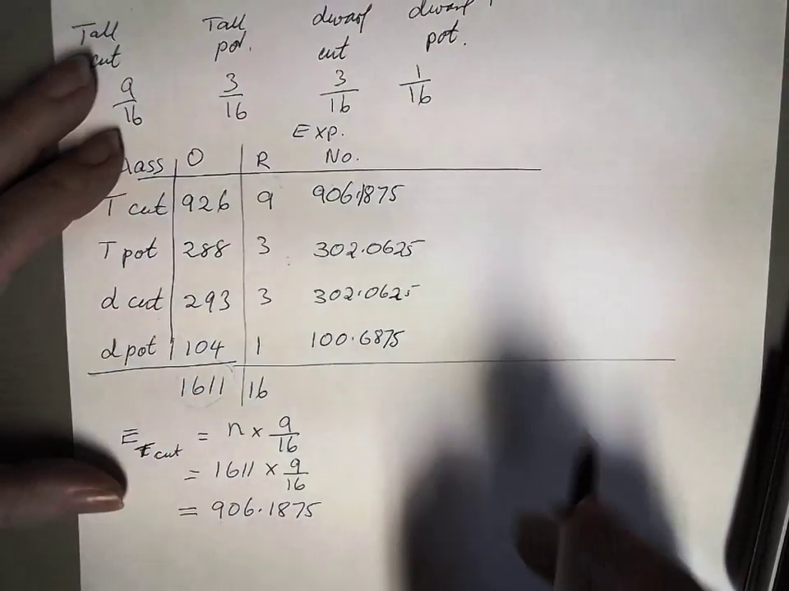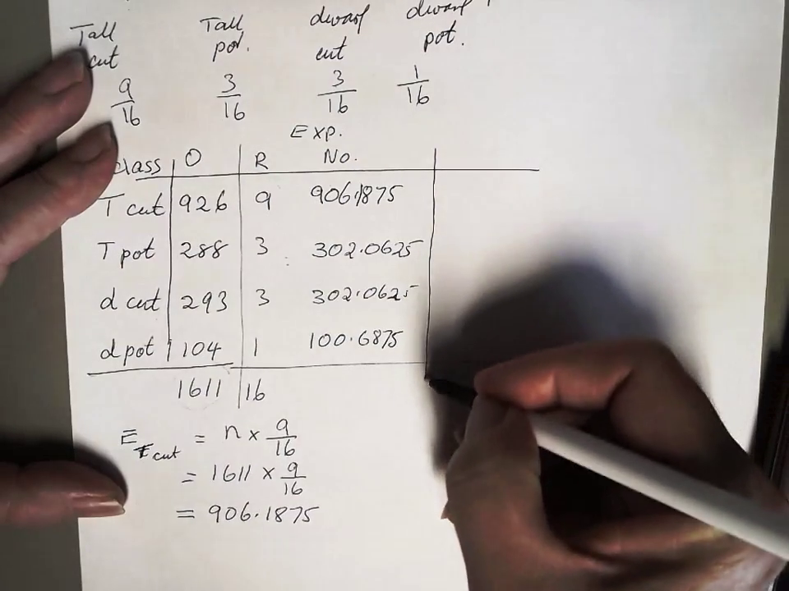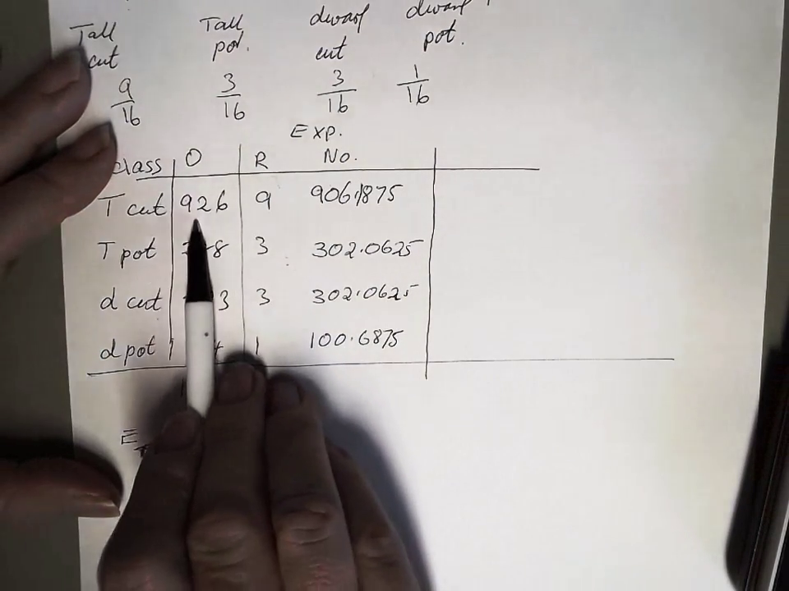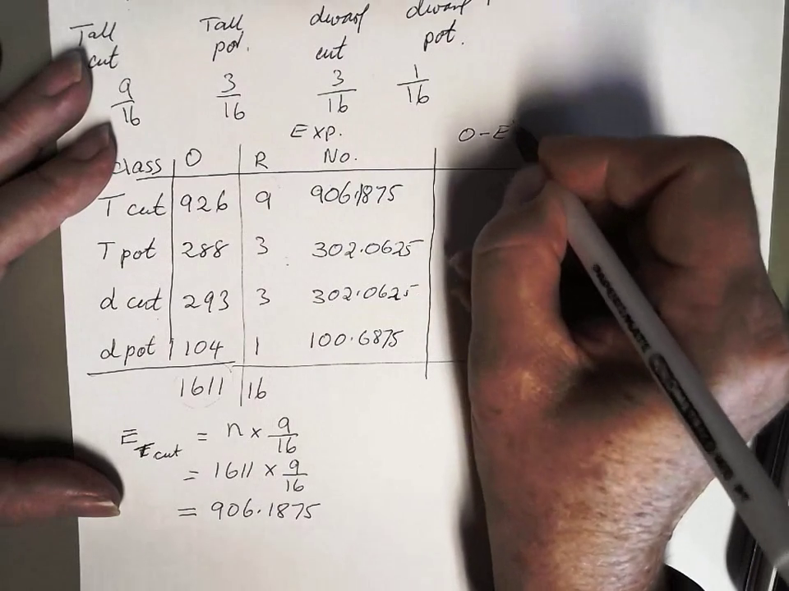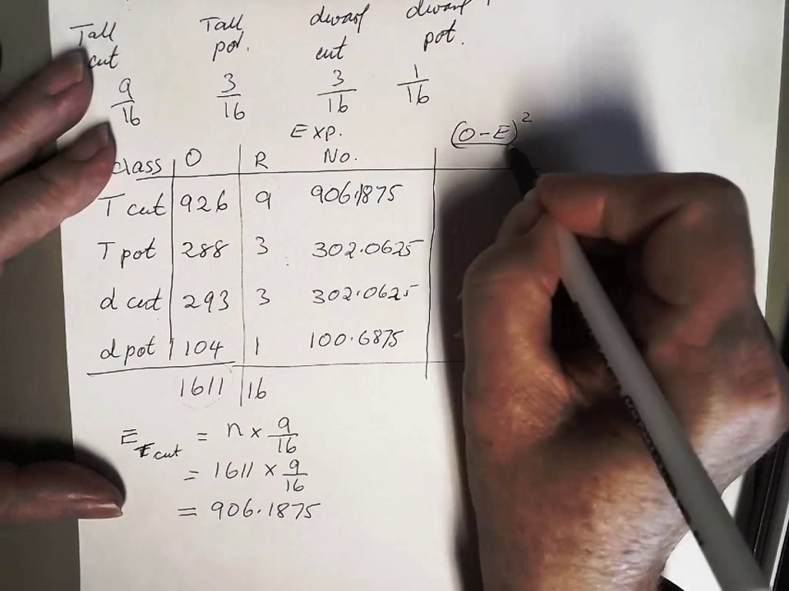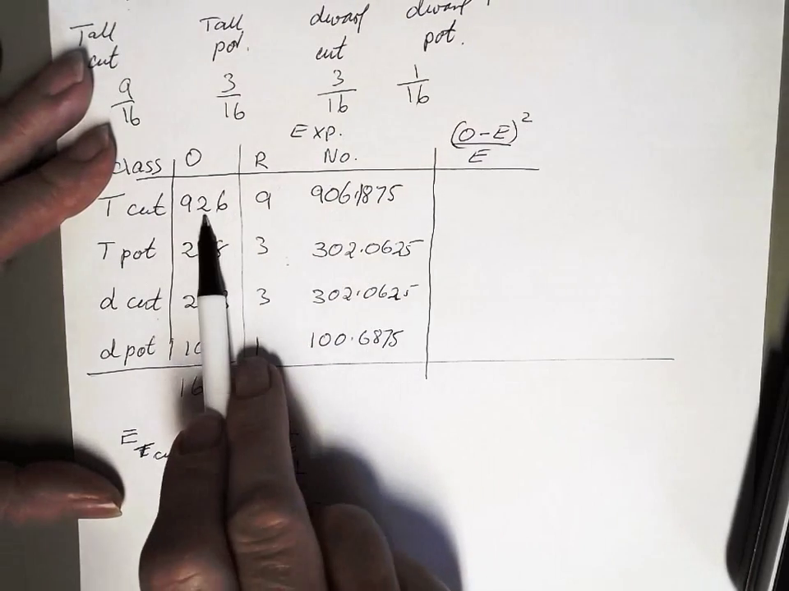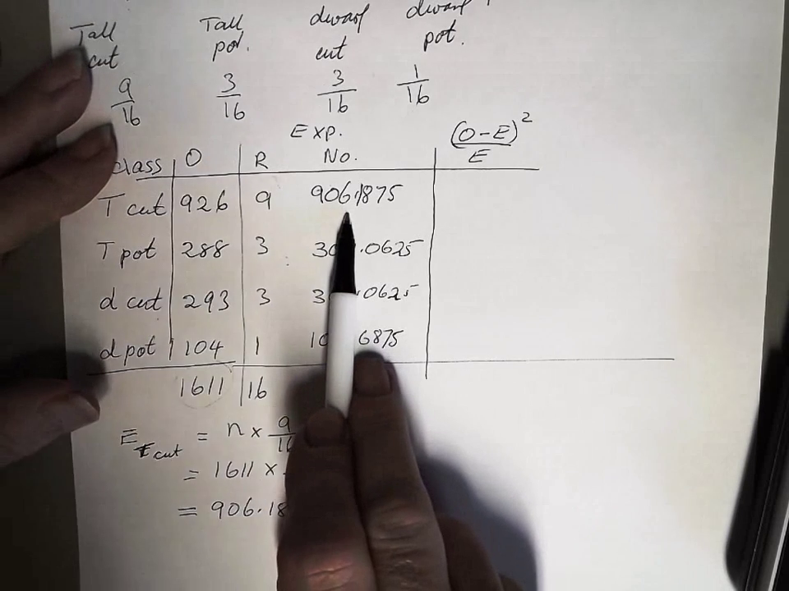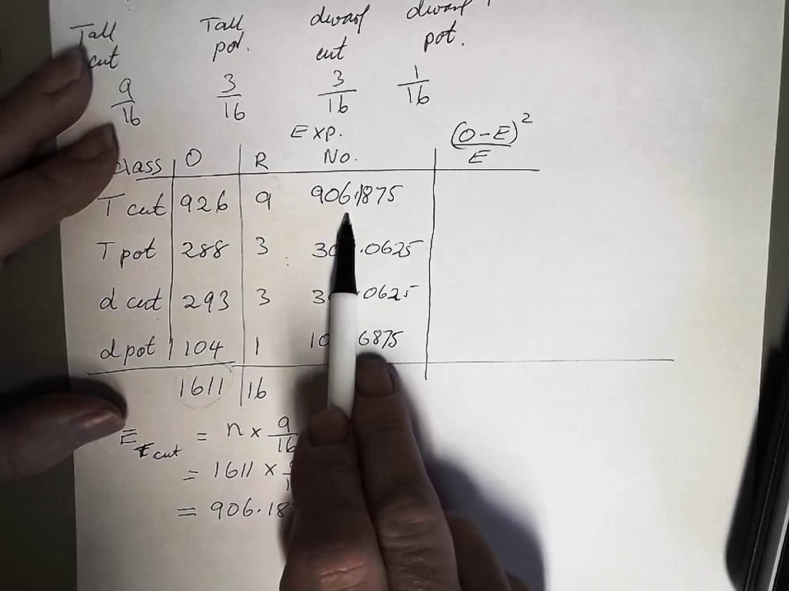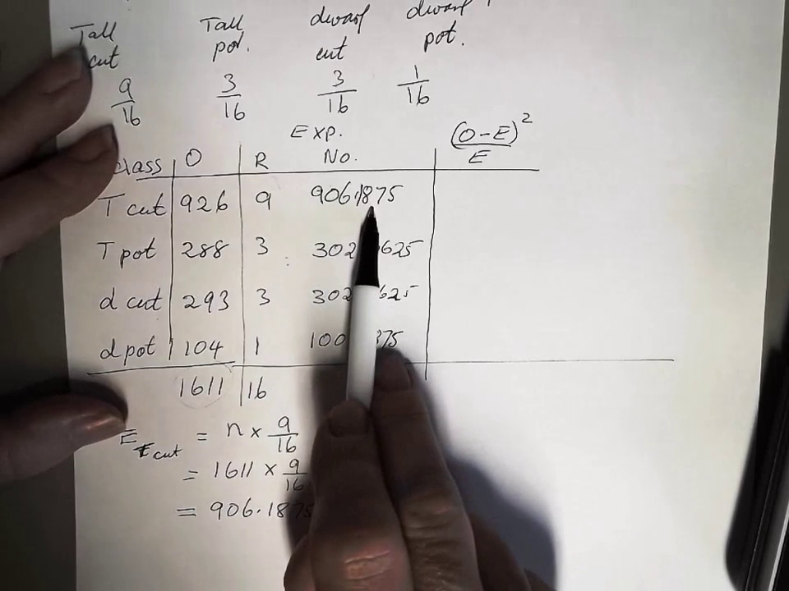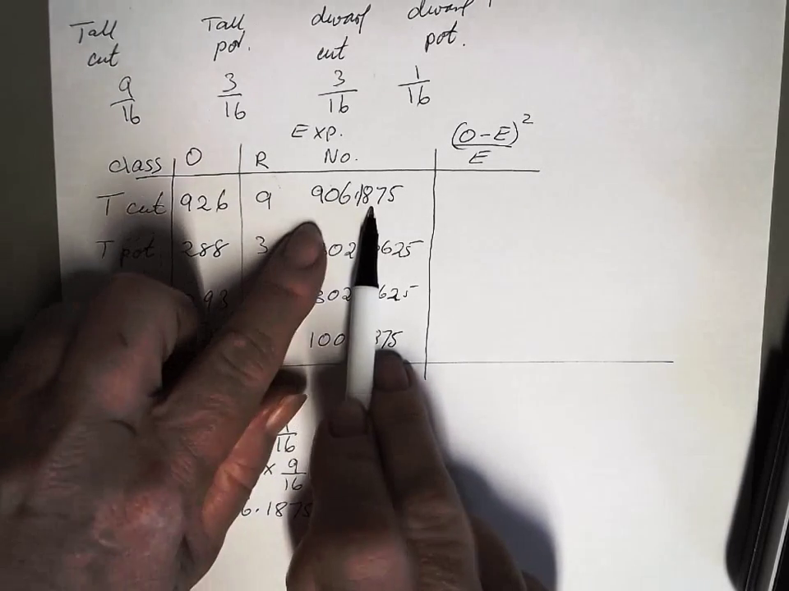Right, now what do we do now? Well, now we're in a position to compare our observations with our expecteds. In other words, carry out the chi-squared test. To do that, we take our observation, we subtract the expected number for that particular class from it, we square the difference, and then divide it again by the expected number.